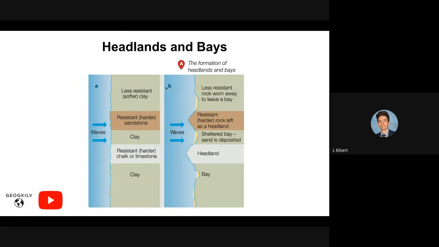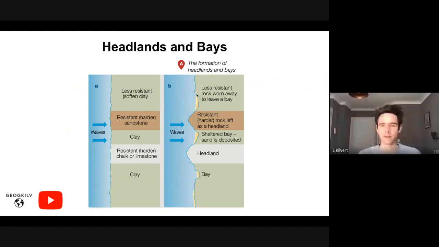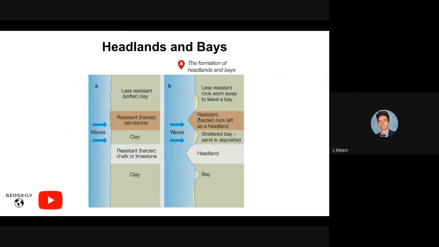Now, if we look at sequence diagram B, we can see that the less resistant rock has been worn away. And what that does is that forms this nice little indent in the coastline, which we call a bay. Whereas the harder rock has been left jutting out or sticking out to sea, which forms this feature which my cursor is just circling at the moment, which is our headlands.